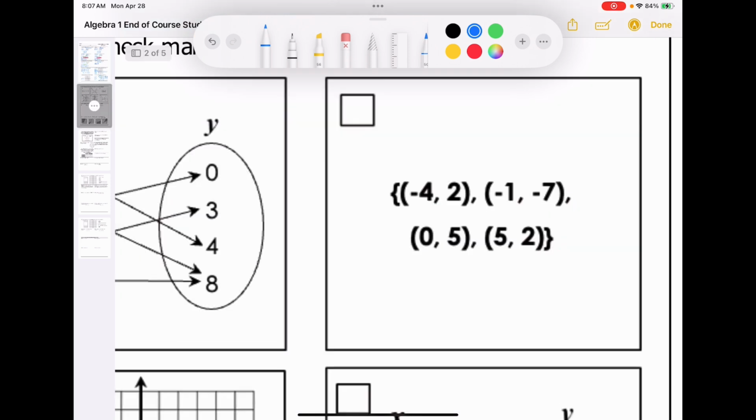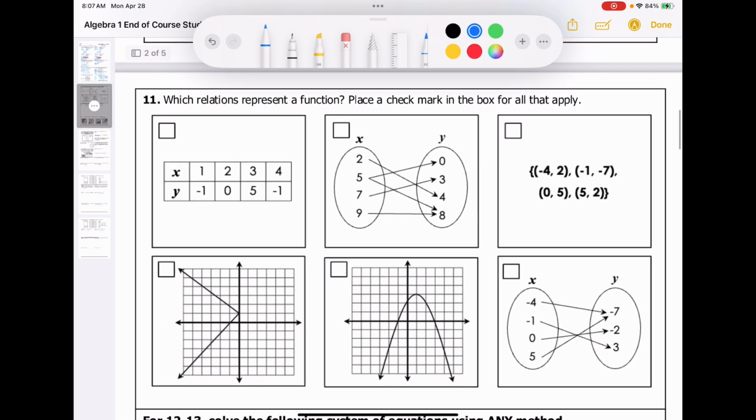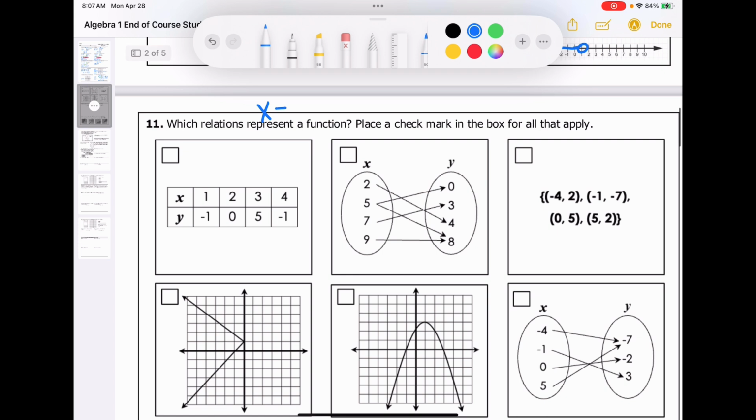All right, let's look at number 11. Which relation represents a function? Please place a check mark in the box for all that apply. So remember, something with a function, if you're looking at a table, ordered pairs, or mapping, the x values cannot repeat. So like here, as an example, this 5 is being used twice. It goes to the 0 and to the 8. So since it's being used twice, this one is not a function.